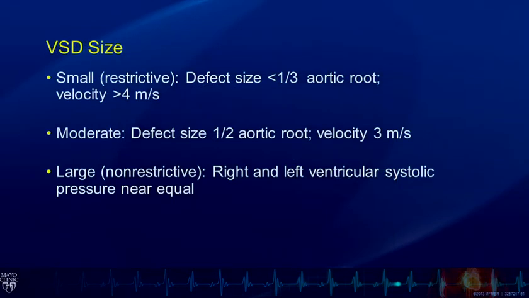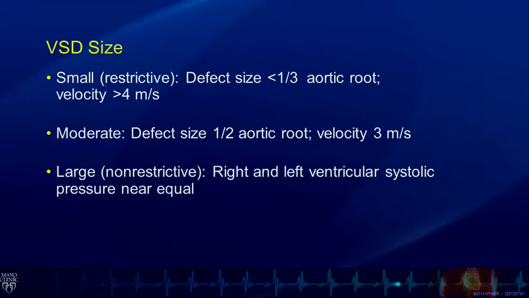So the ventricular septal defect can be evaluated in terms of size by either looking at the diameter of the defect or comparing it to the aortic root. A small defect is often called a restrictive defect because it restricts pressure transmission from the left ventricle to the right ventricle. These defects are small, less than 1/3 of the aortic root diameter, and the velocity across them is usually quite high, usually greater than 4 meters per second.